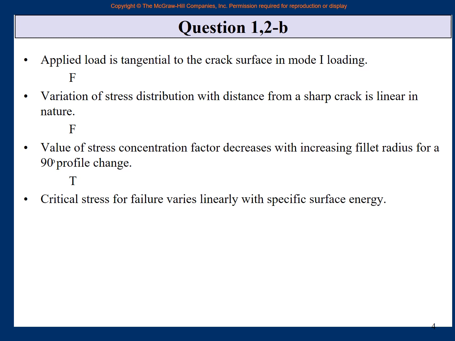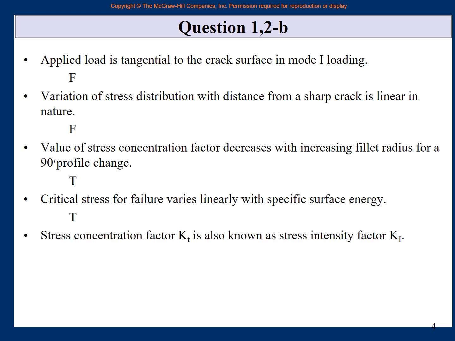Critical stress for failure varies linearly with a specific surface energy. What is your response? True, right? But remember, it is the relationship between critical stress and specific surface energy. So with these two, yes, it is almost linear in nature, not with the other factors.